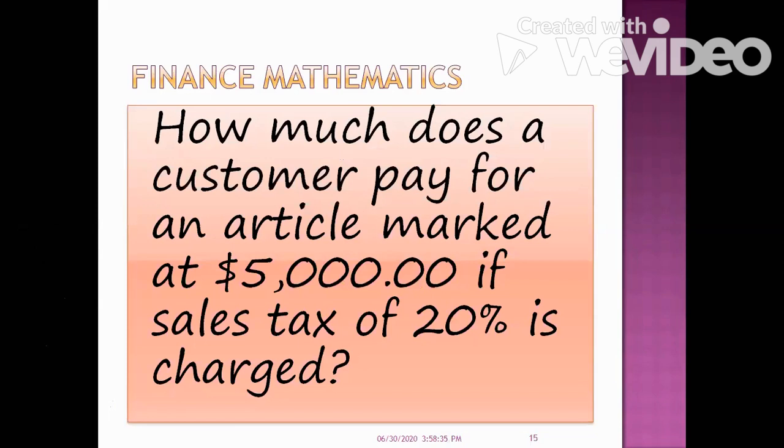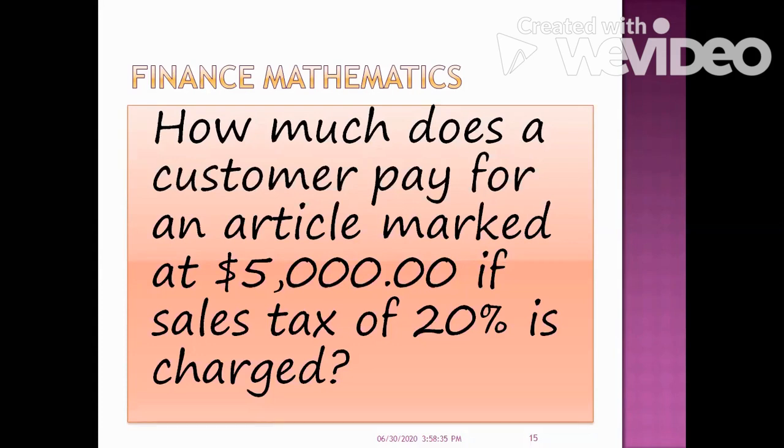So let's look at this other question. It says, how much does a customer pay for an article marked at $5,000 if sales tax of 20% is charged? Now discount, a while ago we had to subtract the discount, true, but because it's a tax, governments and business owners will add on their tax. So tax means to add on.